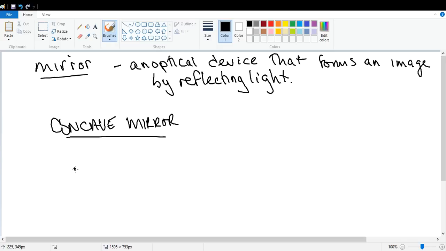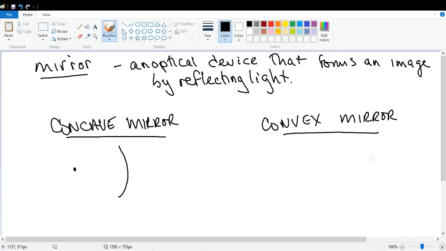So if you had a point here, and then you had a mirror that curves in toward the center, this would be considered a concave mirror. And then the opposite of that would be if you had a mirror that curves outward from the center over here, that would be a convex mirror.